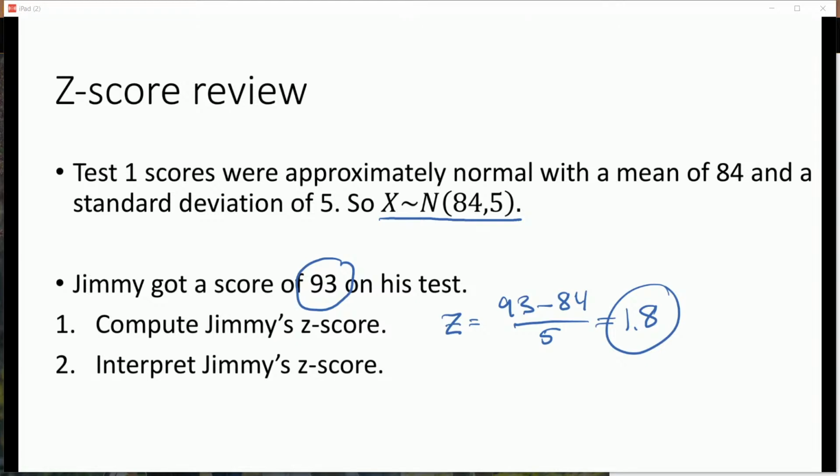That's right. It's related to the standard deviation. Very nice. So this 1.8 means that we're 1.8 standard deviations from the mean. Very nice. Is there anything else we can say about Jimmy's z-score? I've already picked on you once. Calvin, I haven't picked on you. What do you think of Jimmy's z-score, Calvin?